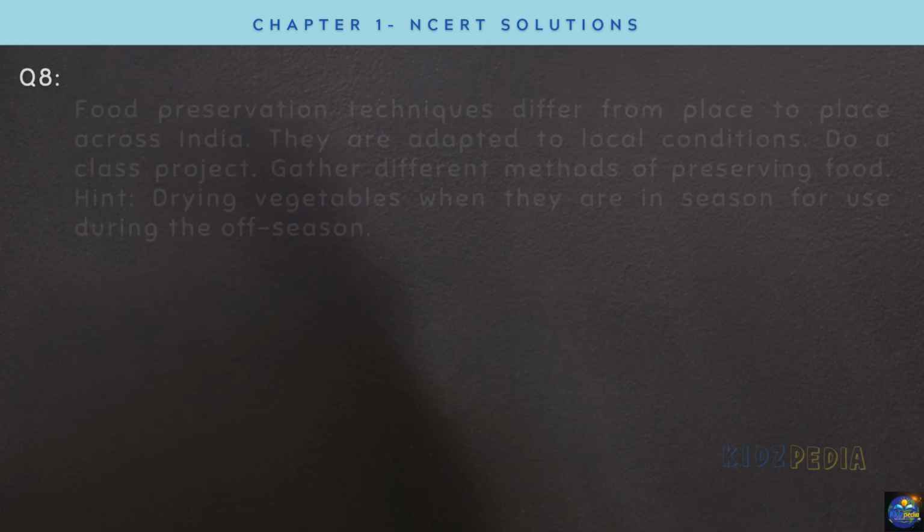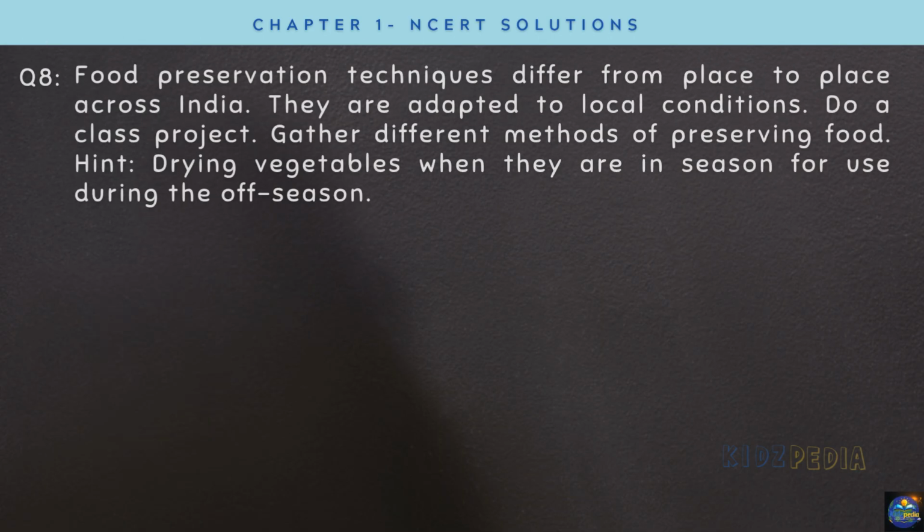Next question. Food preservation techniques differ from place to place across India. They are adapted to local conditions. Do a class project. Gather different methods of preserving food. Hint, drying vegetables when they are in season for use during the off-season. So here you need to do a project on how people preserve food in different parts of India. Food preservation means keeping food safe so that it does not spoil quickly.